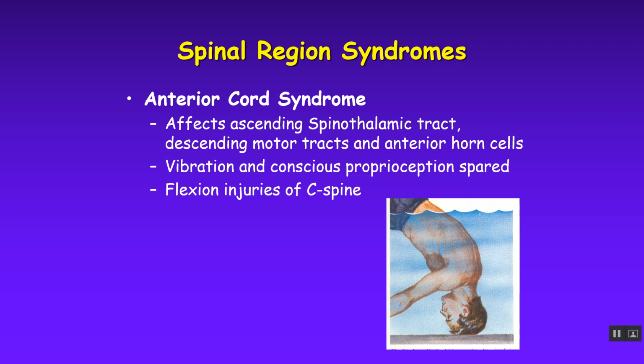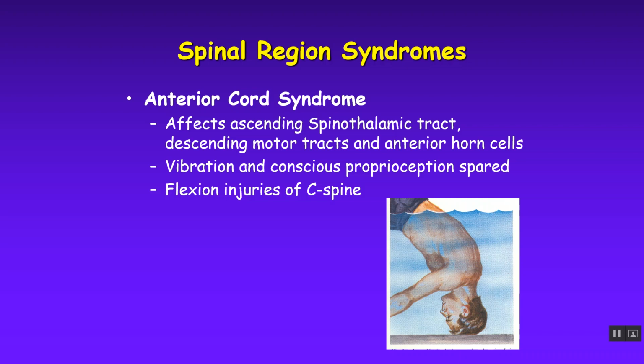So the first one is the anterior spinal cord syndrome. This affects the ascending spinothalamic tract and descending motor tracts and anterior horn cells at the level of the injury, okay? Typically, though, it's interesting that vibration and conscious proprioception are spared. So these people feel like they can feel everything, although they really don't feel pain as much, but they feel like they can feel their body, know where it is in space, so they feel like they have sensation, but pain and temperature may be impacted, okay?